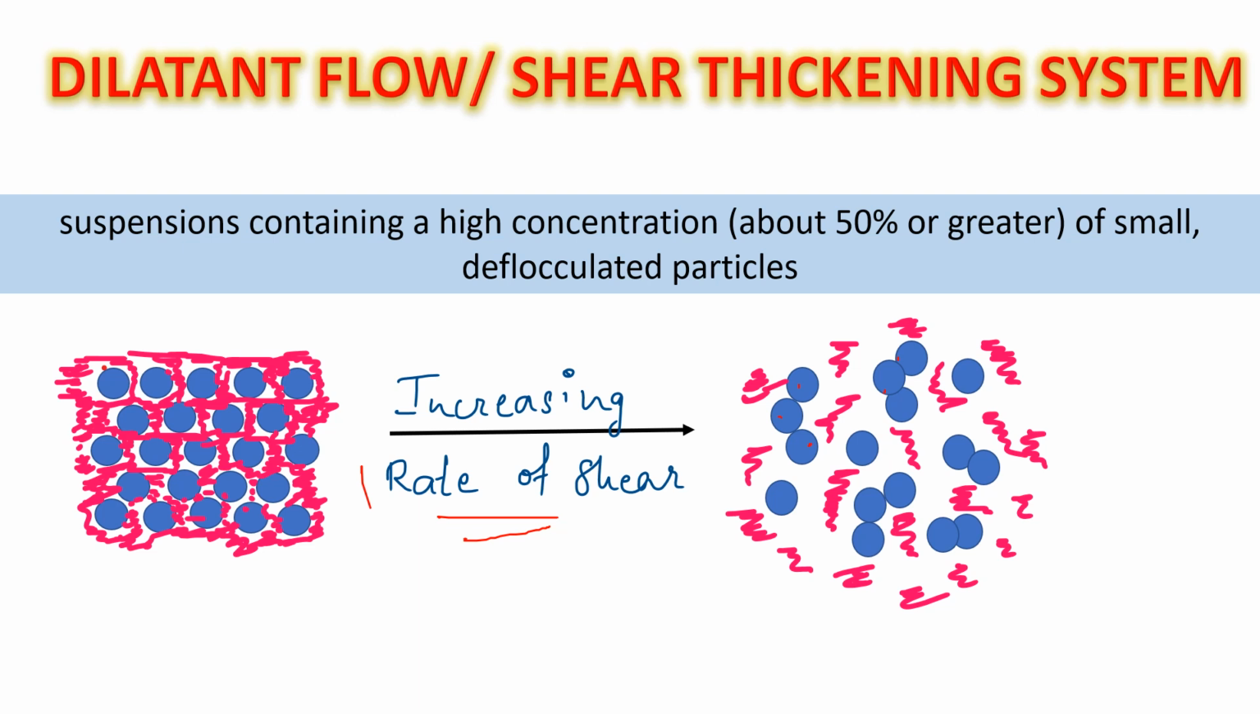Because obviously when you increase it, they will move apart. They will move apart. But now if you see, the vehicle is not enough to cover the entire particles. Am I right? Meaning what is happening, the particles are dilating. Can I say that now the vehicle is a little insufficient to cover and coat every single particle? Am I right?